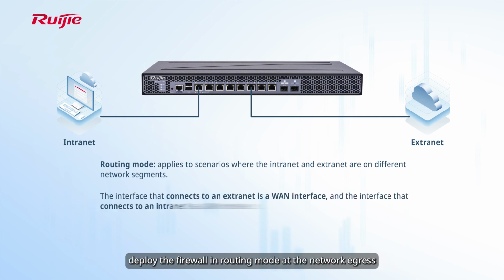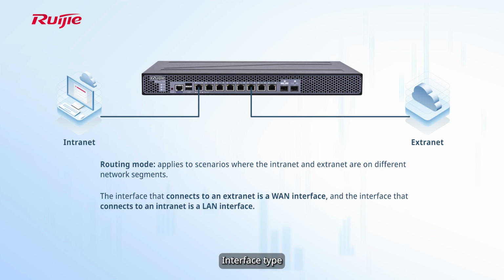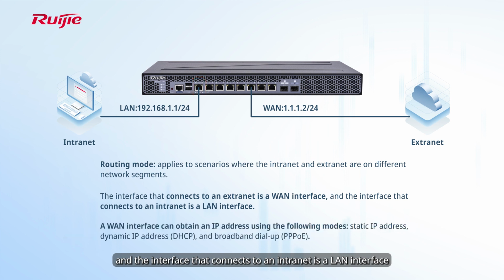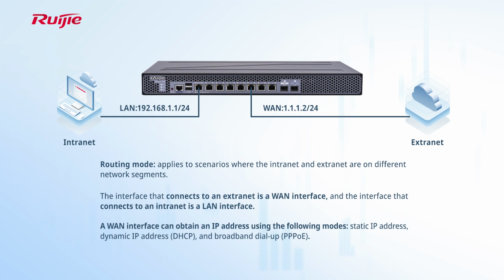the network egress. Interface type specifies the logical type of an interface. The interface that connects to an extranet is a WAN interface, and the interface that connects to an intranet is a LAN interface. Access mode specifies the mode for a WAN interface to obtain an IP address. Static IP address, DHCP, and PPPoE dial-up can be set.